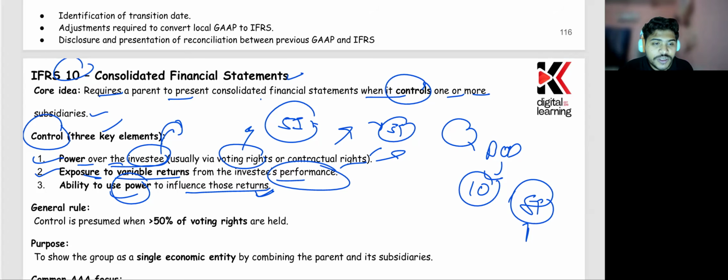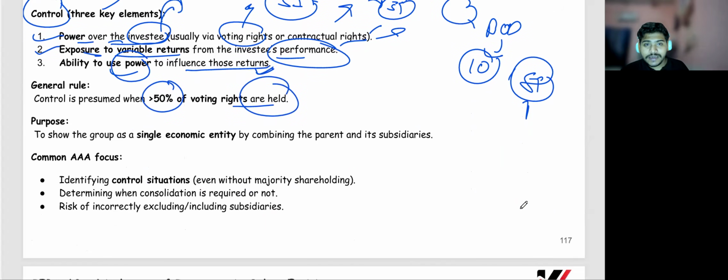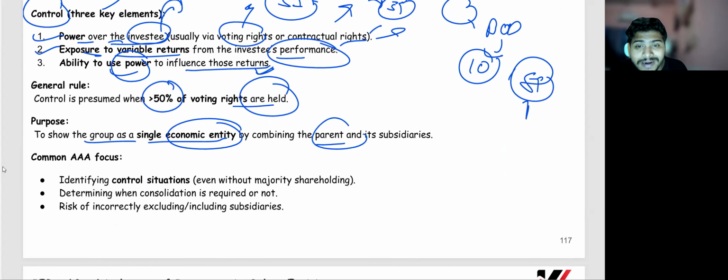Now, control is generally presumed when more than 51% of the voting rights are held. But it also arises when the holding is less than that, in certain scenarios where there is a contractual right and I have a strong say on my board of directors. The purpose is to show the group as a single economic entity by combining the parent and subsidiary. This is what is known as consolidation.